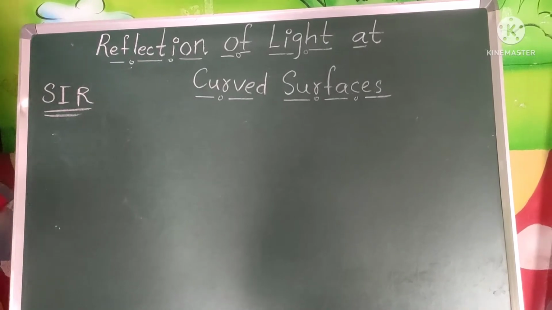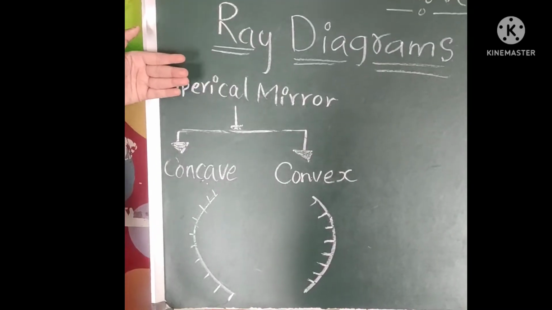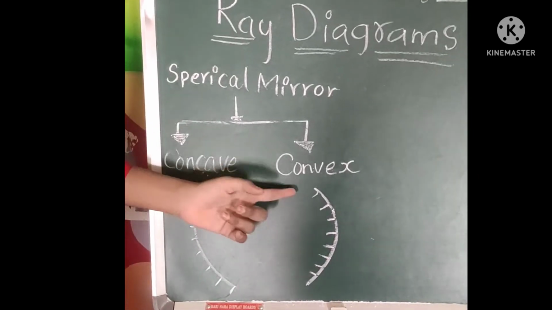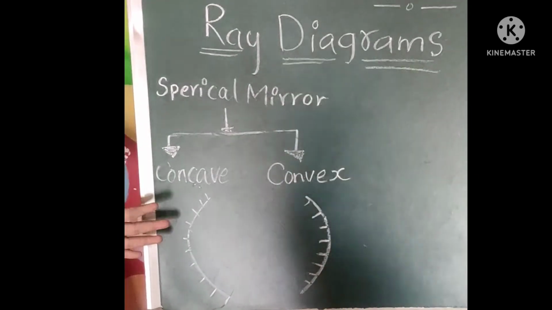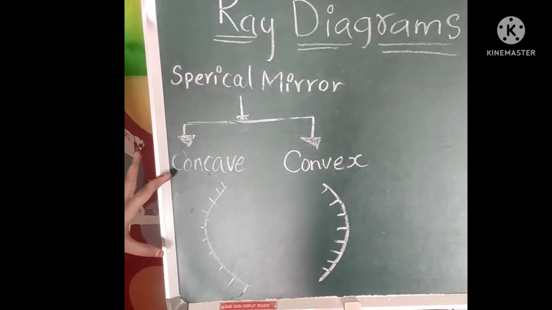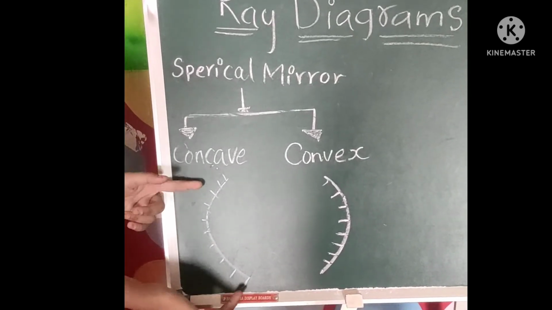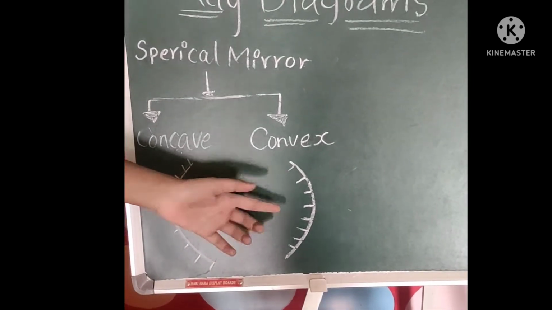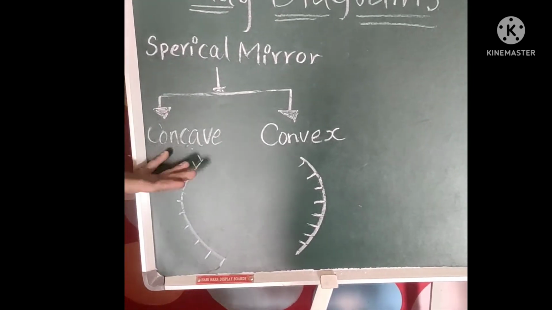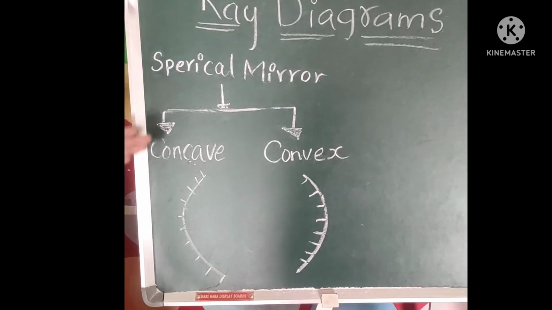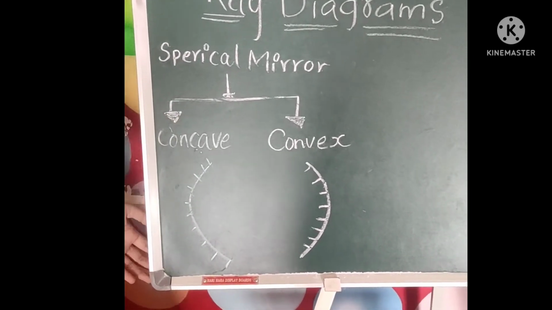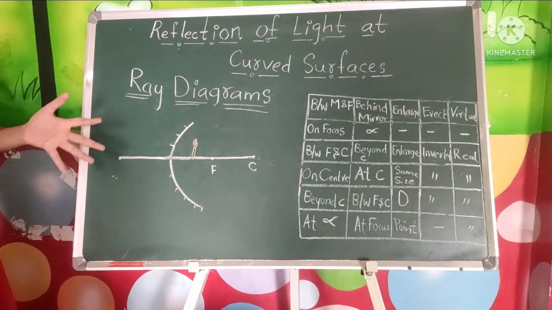It's very interesting. Even I got very interested when I was learning it. So spherical mirrors are of 2 types, concave and convex. We know this. A concave means whose reflecting surface is curved outward, and convex means whose reflecting surface is curved inward. So this is the difference. Firstly we are going to study concave spherical mirrors ray diagrams.